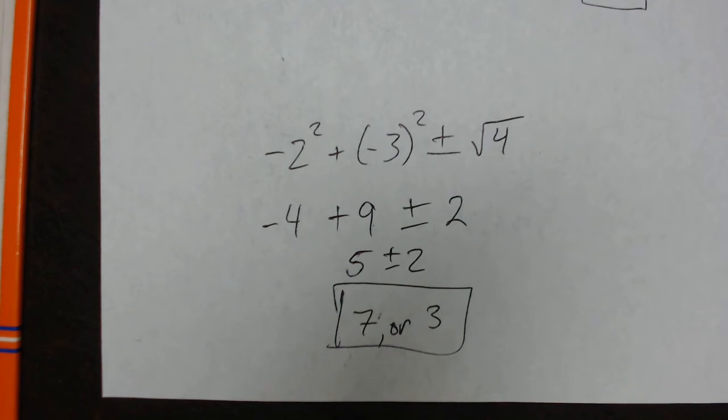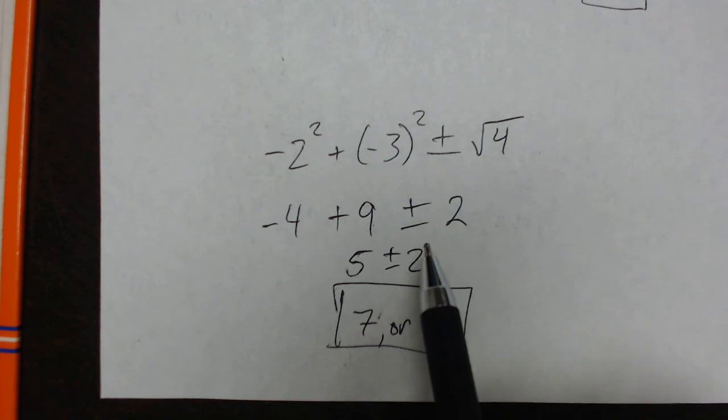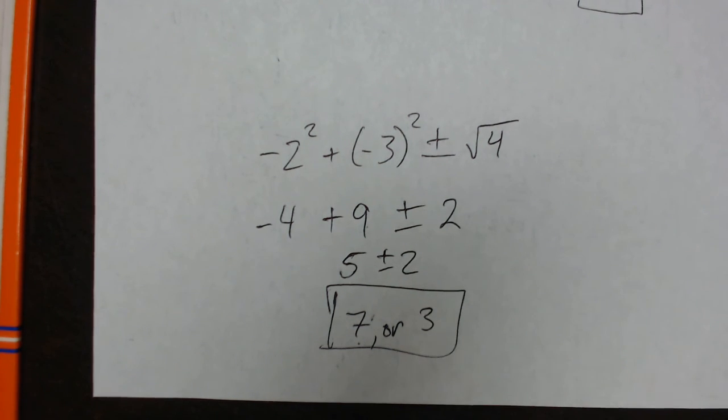Or you could put 7, comma 3. I prefer to put the word or. I was going to put comma 3 because that's what the book has, but I like the word or. You can use the comma or the word or. But just know when you have to evaluate a plus or minus sign, that means you're going to have 2 answers, because you have to account for if it's a plus or if it's a minus.